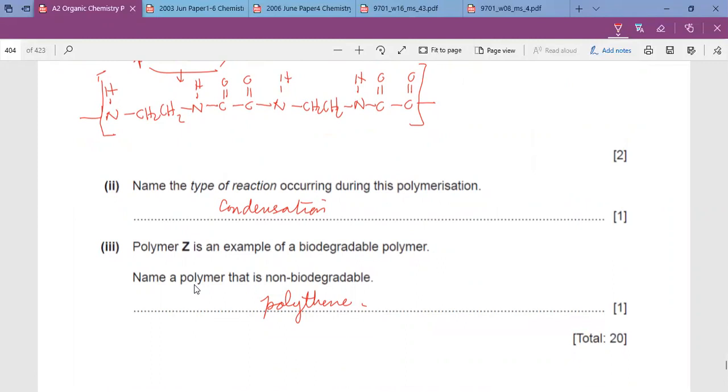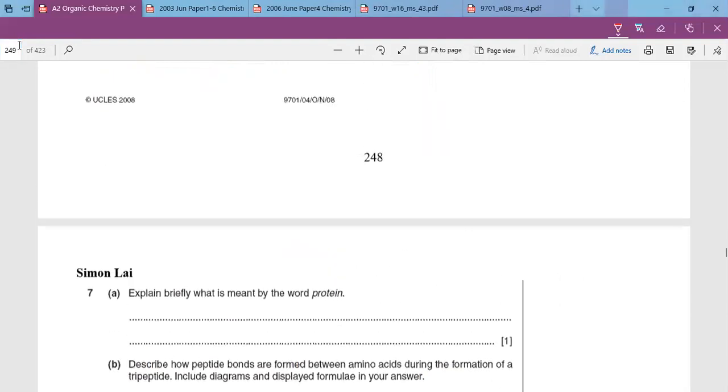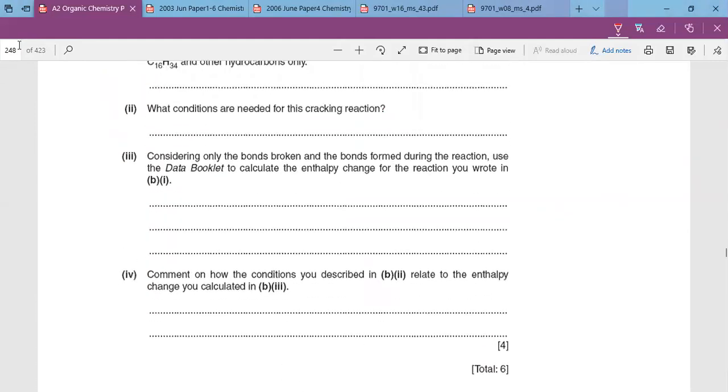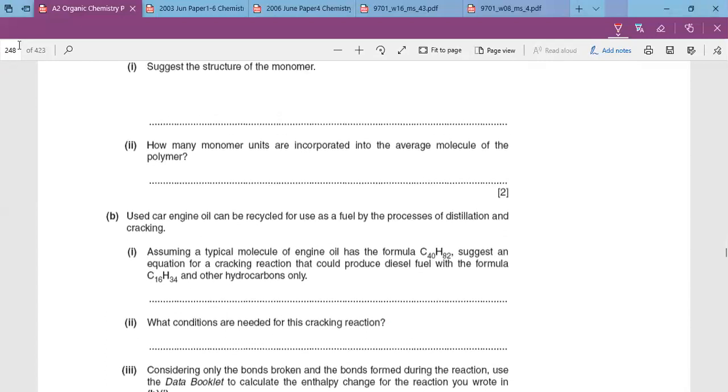Now, one last question. I've got a few more minutes, that's all. The next time, I think I'll teach protein, and I'll go through some of these here and there, which I think are quite good questions, which I didn't do. Okay, page 248. Today I did all this. 249, 248 on top. Yes, now this one I want to talk about.